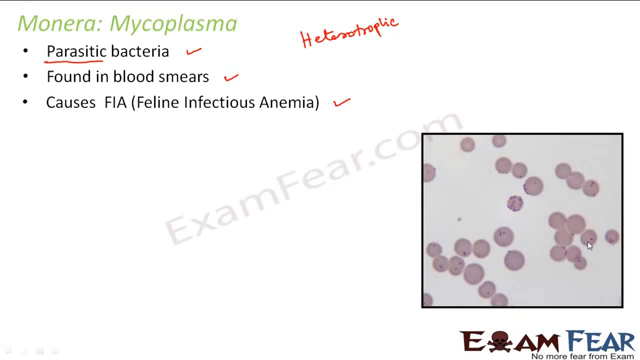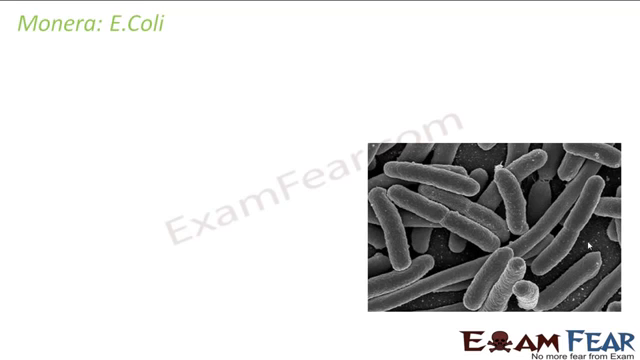Most of the bacteria fall under the kingdom Monera. So I am just talking about one or two important bacteria, right? Next, let us talk about E. coli. E. coli is another popular bacteria. As I said, it is mostly popular for causing infection in the intestines.